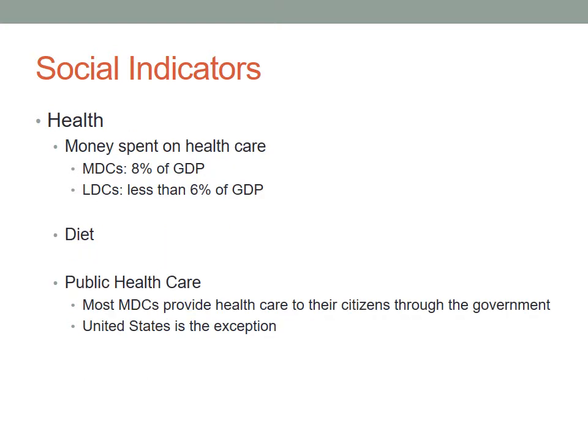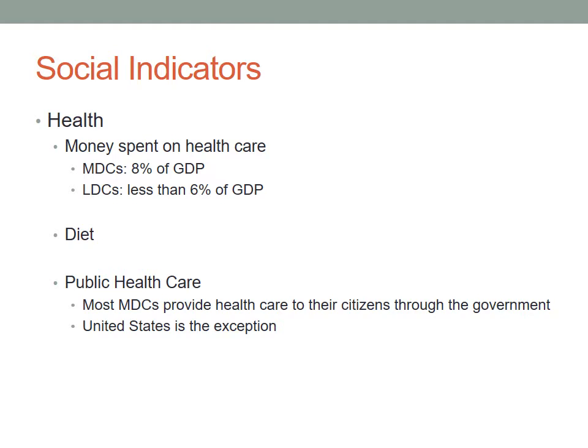Health is another important aspect of social indicators of development. When you look at how much money a country spends on healthcare, the more they spend on healthcare, the more likely they are developed. The diet you find in countries is also important. In MDCs, people are typically getting 2,000 plus calories a day, while in LDCs, people average around 1,200 calories a day. And then there's the provision of public health care.